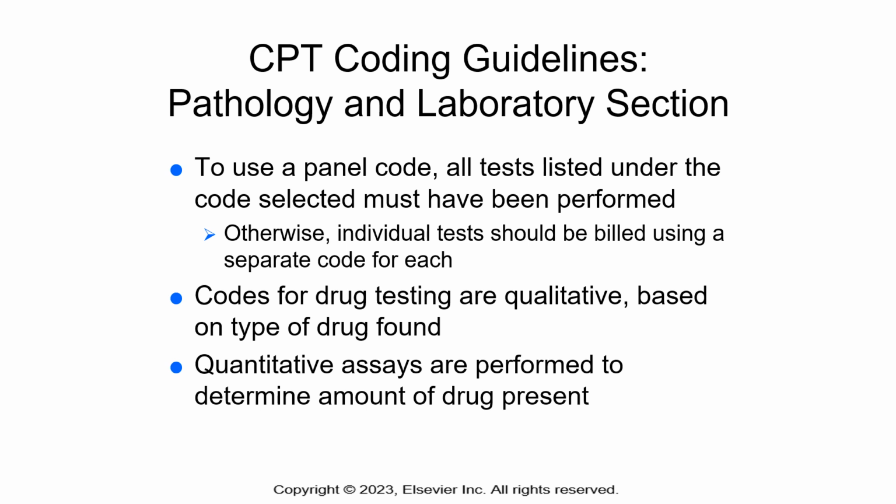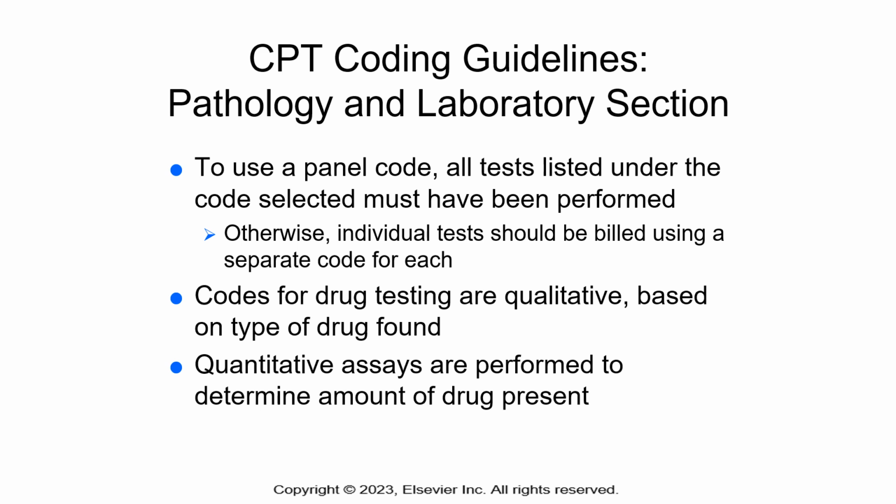For pathology and laboratory codes, in pathology areas, usually it follows about the same process as you would for the surgery section. You go with organ and disease panels is another area that you'd look here, and in those panels, you have to have all of the tests in the panel performed, or you're going to have to code them individually per test that you do.